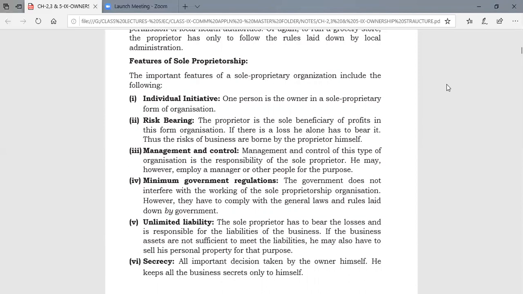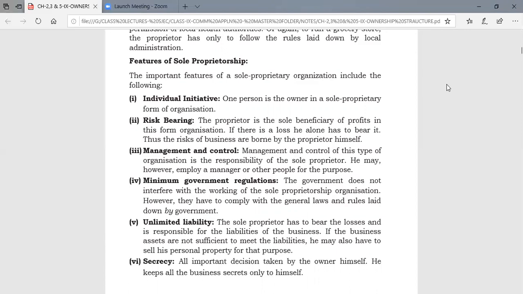First one is the individual initiative. What does it mean? As I mentioned, one person is the owner in the sole proprietorship form of organization. He is the sole authority. He is taking all the initiatives to start the business, to run the operations, to earn revenue, and whatever profit he is earning, it is his share of profit. He is not going to share this profit with anyone else because he is the single owner.